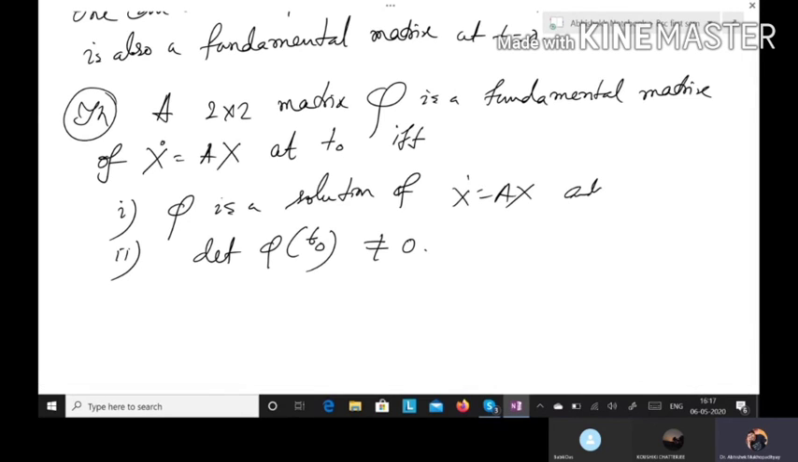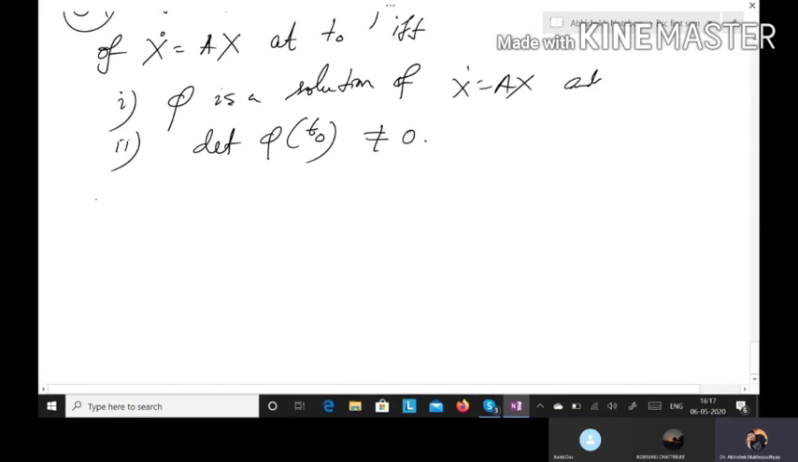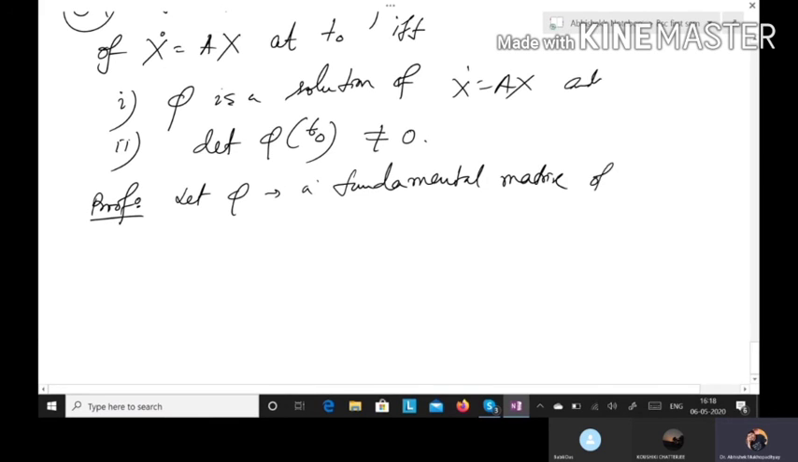So just using the definition of a fundamental matrix of a linear system, we can achieve this theorem easily. Let us look at the proof briefly. Let us first consider that phi is a fundamental matrix of the linear system x dot equal to Ax at t0.